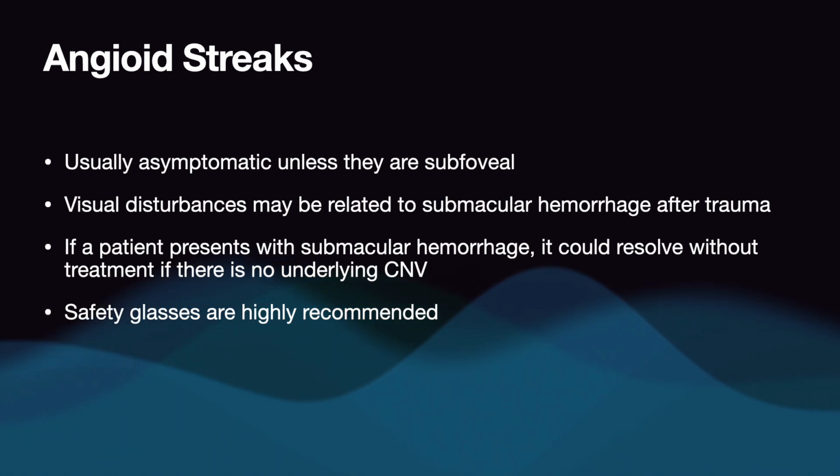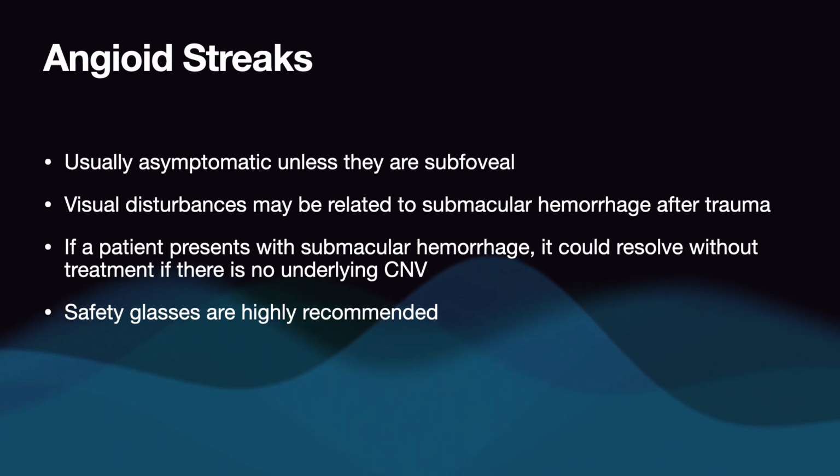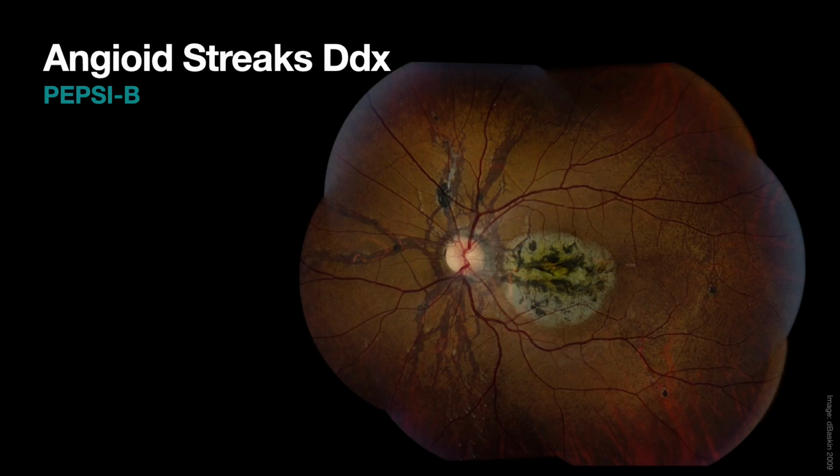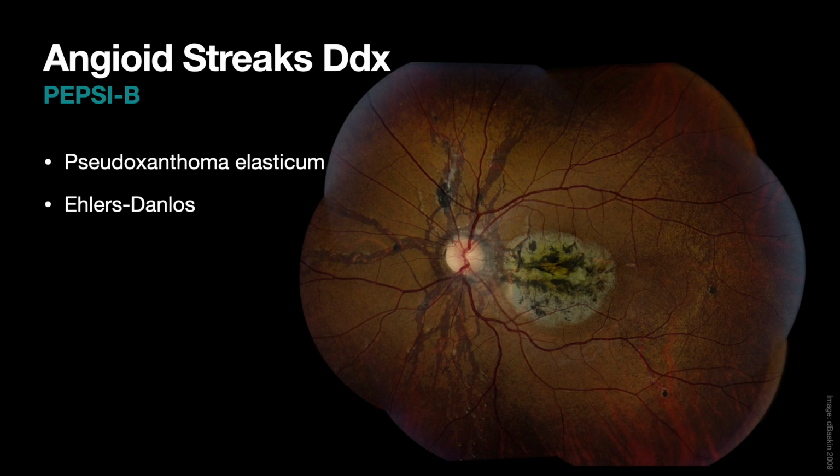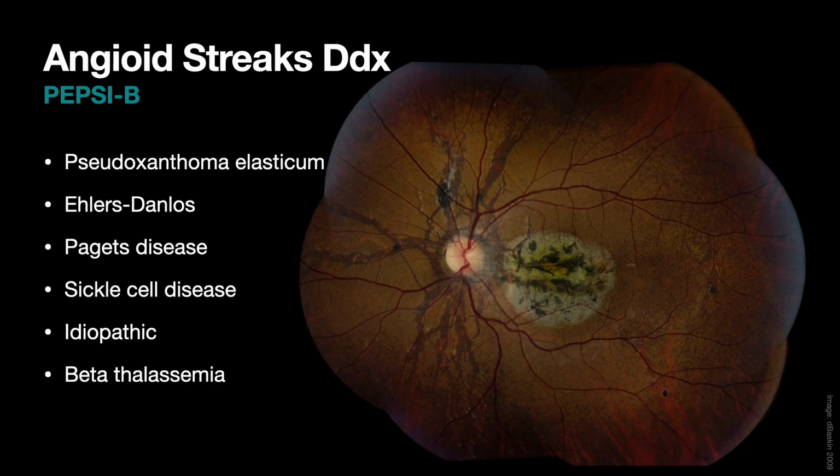Usually asymptomatic unless they're subfoveal. Visual disturbance related to that picture if a patient presents with that picture. It could resolve with no treatment if there's no underlying CNV, and safety glasses always recommended. Here's a differential diagnosis for angioid streaks: PEPSI B, that's an old mnemonic, pseudoxanthoma elasticum, Ehlers-Danlos, Paget's disease, sickle cell disease, idiopathic, always, and beta thalassemia.